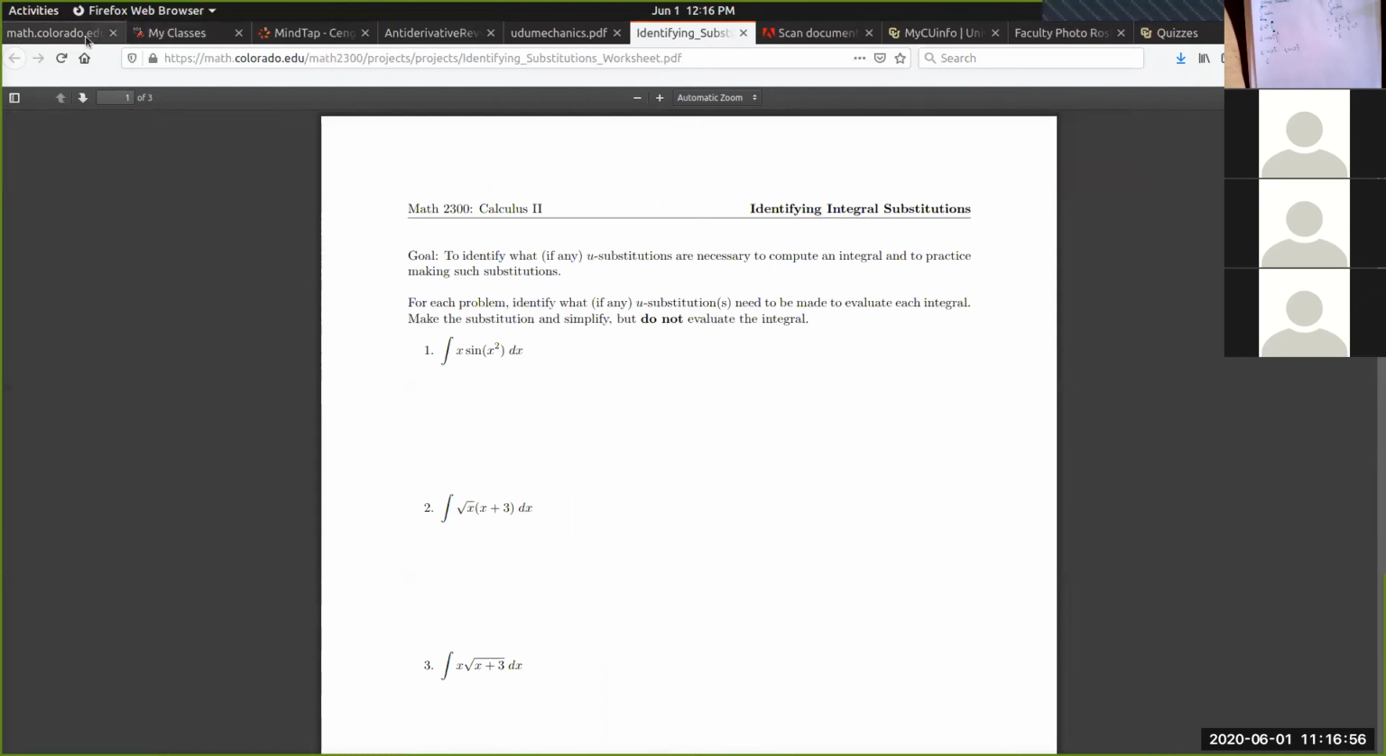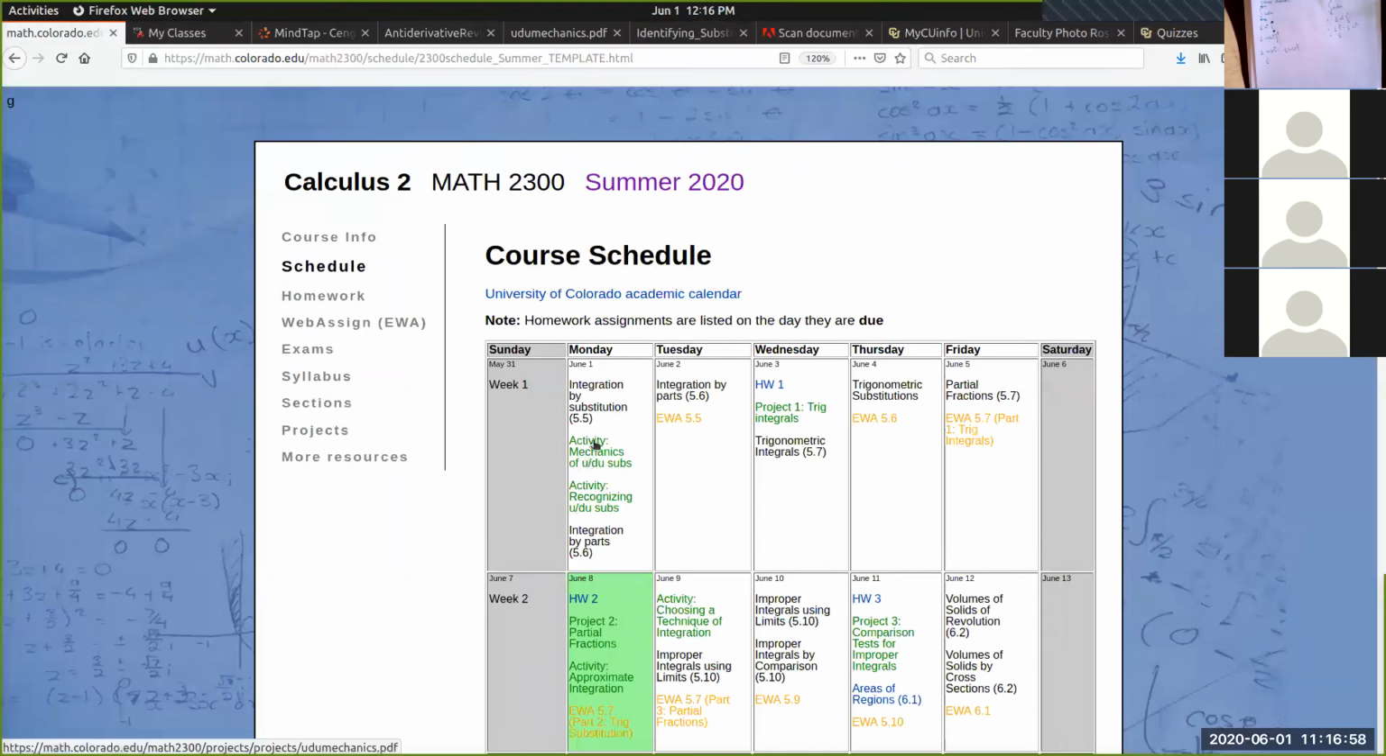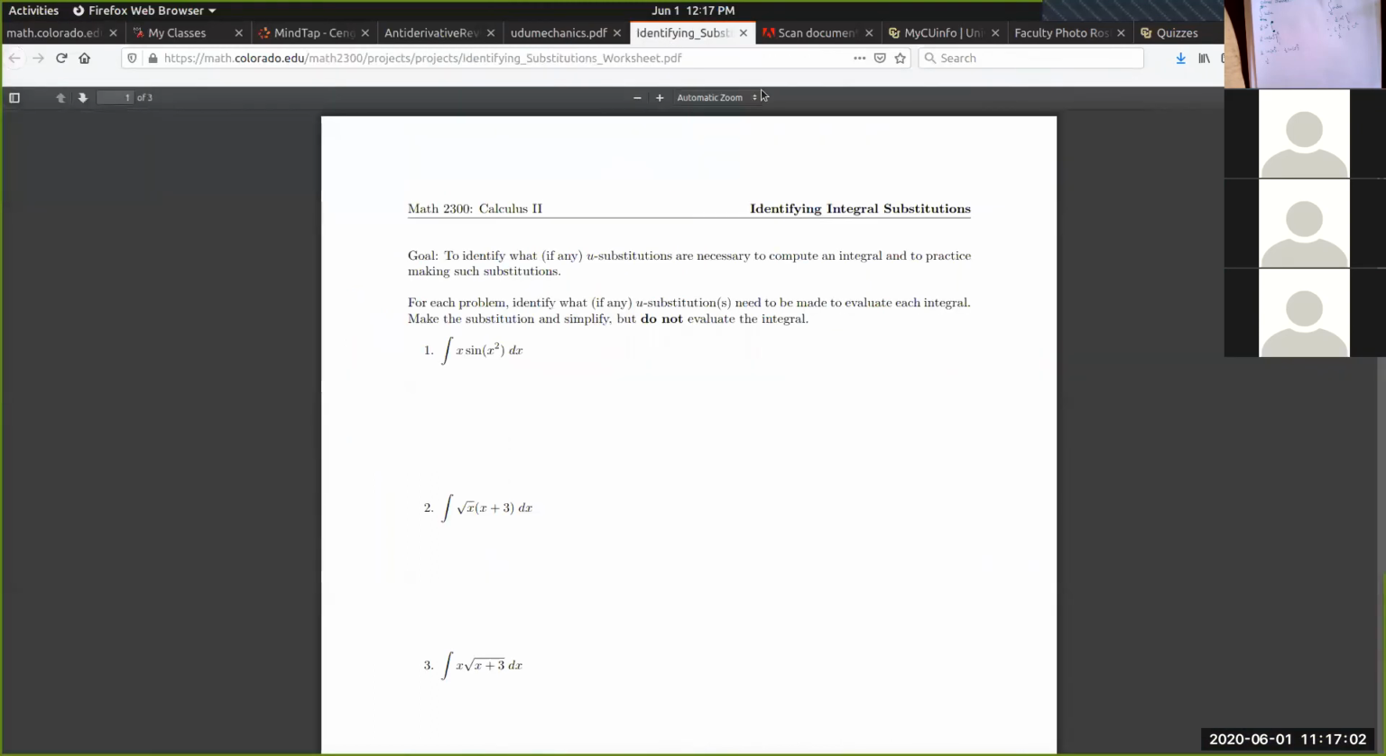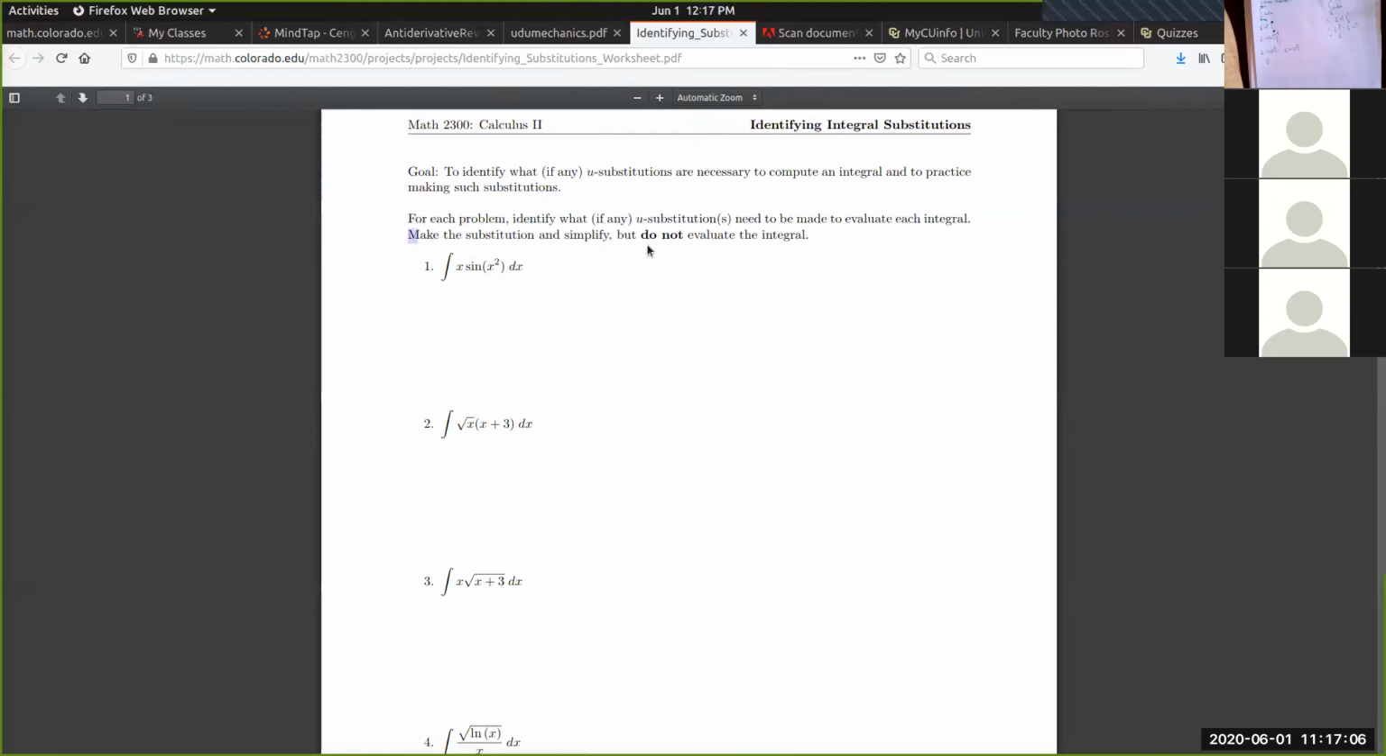activity for today, so if you look on the schedule, we've got 2 here, is this guy. And a lot of it just says, make the substitution and simplify, but do not evaluate, which is really like we're just telling you, focus on the key steps to making a good substitution and being able to find an antiderivative. So practice a lot of these guys.